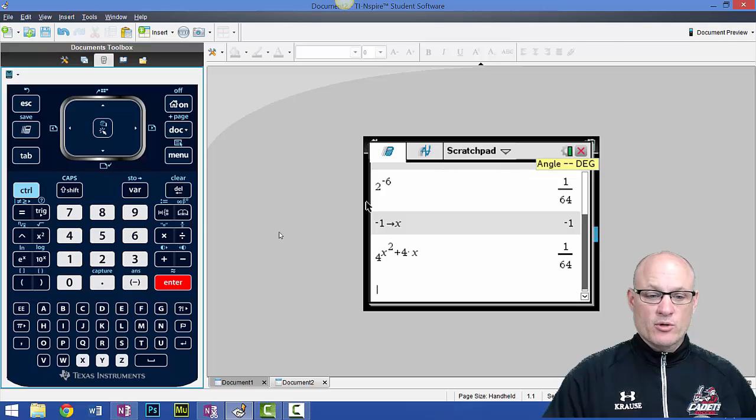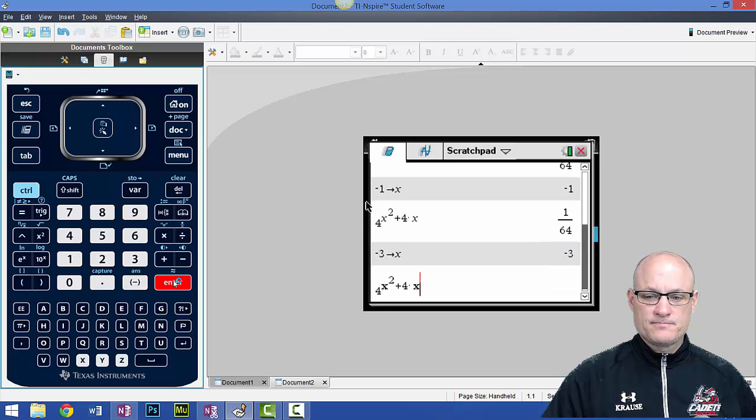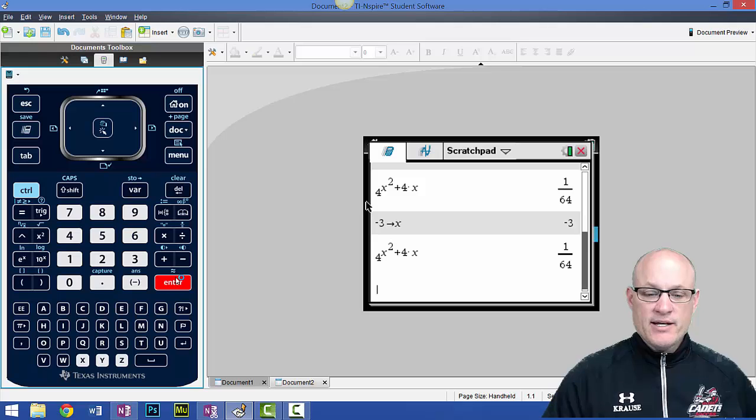So negative 1 works. Let me just make sure negative 3 works. Negative 3, control var x, and I'll hit enter. And this should also be 1/64. There it is. Now, that's method 2 to solve this question.